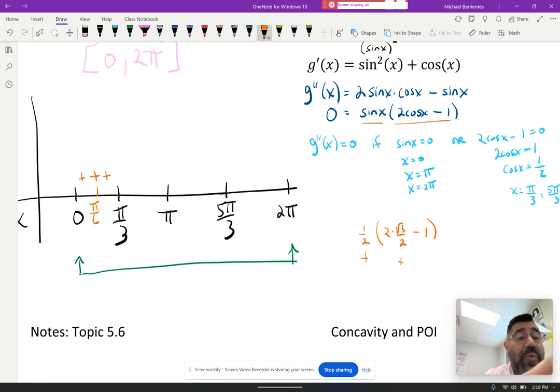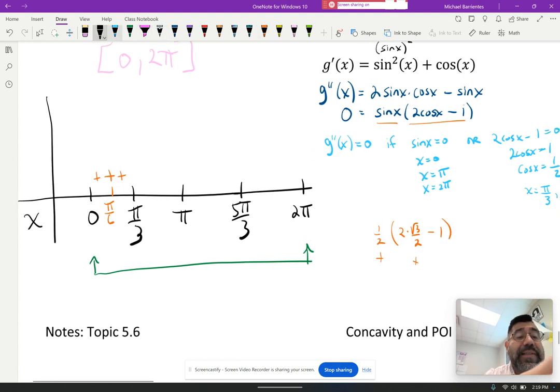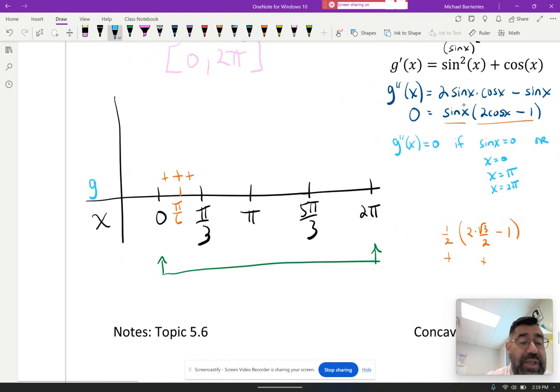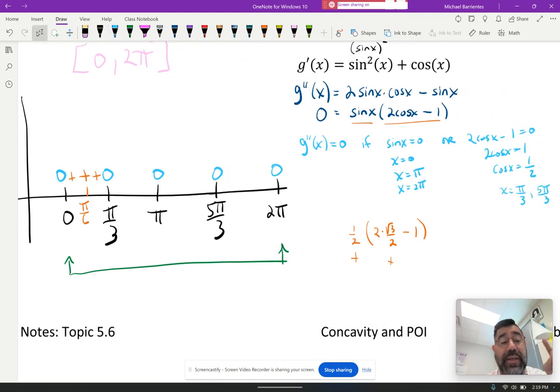Oh, by the way, why are these special? Because the second derivative of g, so g double prime, is 0 at all of these x values that I had initially written down. But I checked the one in between 0 and pi over 6, and it came out positive. Great.